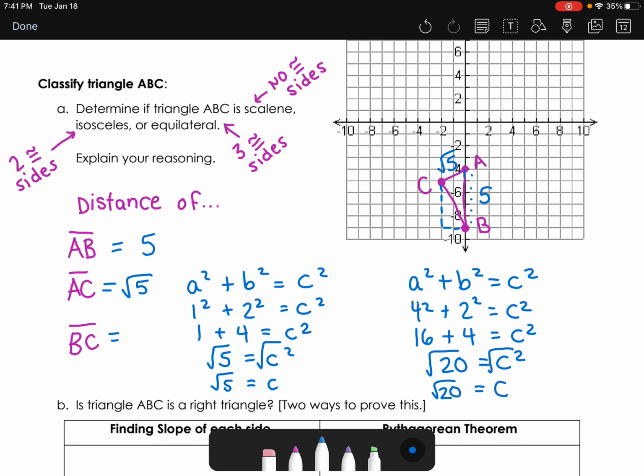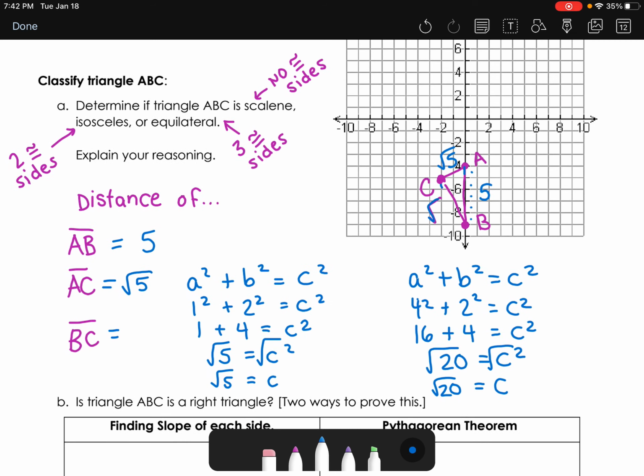All right, so let me erase these little markings here. Just to show you, I erased C, that this side is the square root of 20. Well, that's different. BC is the square root of 20. All sides are different. So if all sides are different, that means that no sides are congruent, right? No sides are equal. So what kind of triangle are we dealing with here? We're dealing with a scalene triangle.